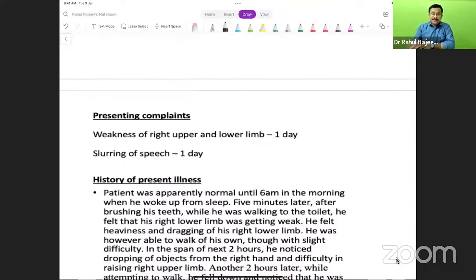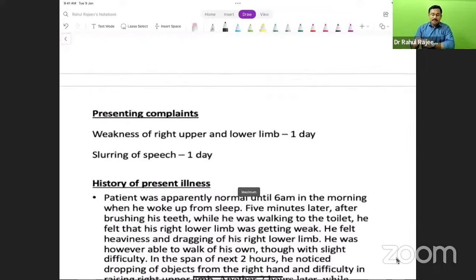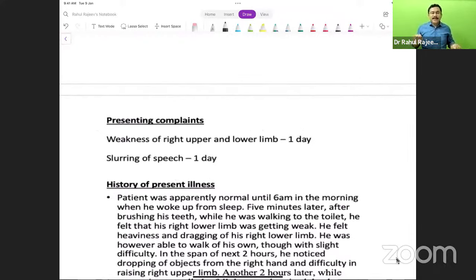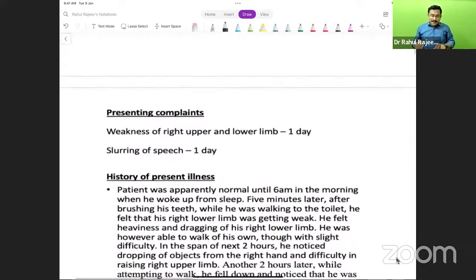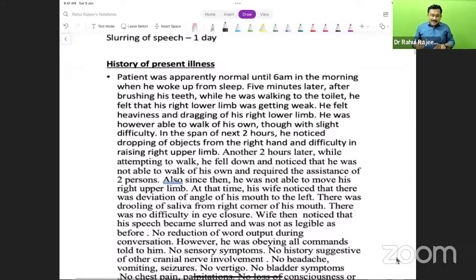So let us look at the presenting complaints. Weakness of right upper limb and lower limb of 1 day duration and slurring of speech of 1 day duration. Students, in that Word document that I have given to you, you have got the history, and also in the PDF workbook, we'll do the other part. Okay. So history of present illness.